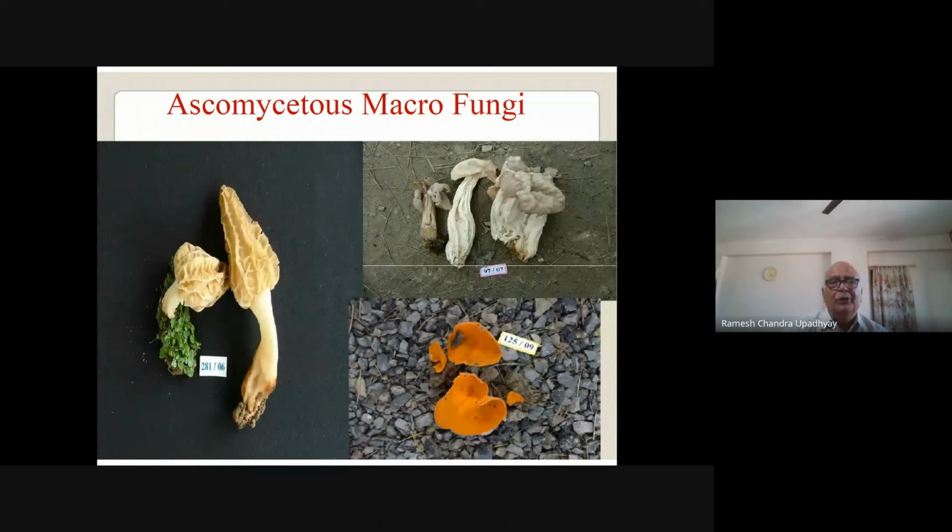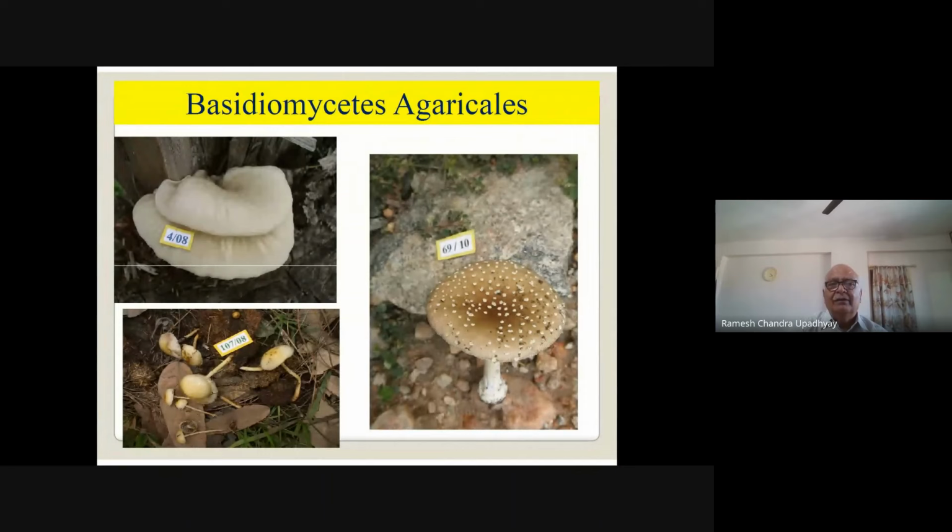Next one. Now we will come to basidiomycete. What is the difference? In ascomycete, the asci and ascospores are produced. And this is a basidiomycete, a typical basidiomycete. Here, the spores are produced on basidia. So these are different groups.